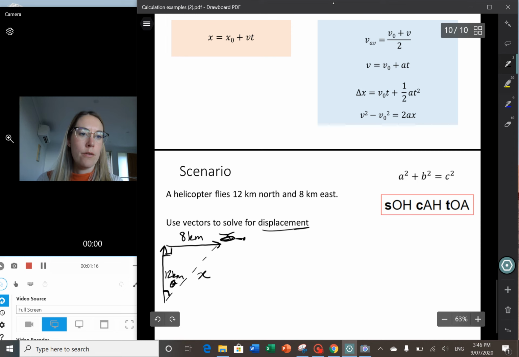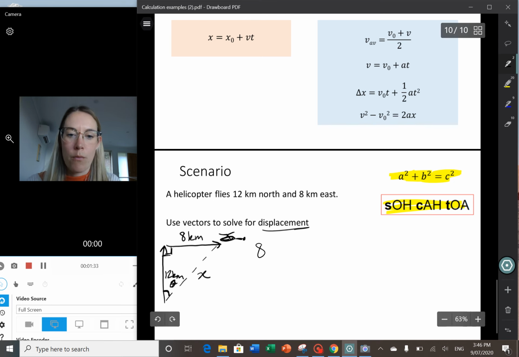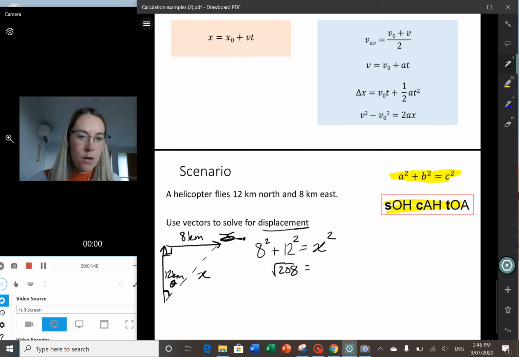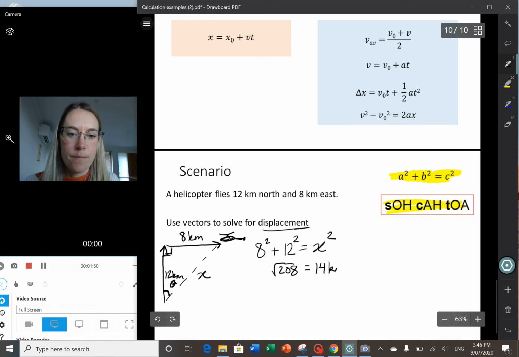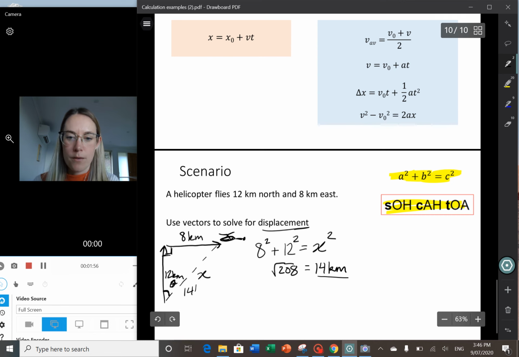So I'm going to use Pythagoras' theorem here to solve for x, and then I will use the trig ratios to find the direction. So pretty simply, I'm trying to find the length of the hypotenuse, which is c squared. So I want 8 squared plus 12 squared is going to give me x squared. So I want the square root of 208, which is going to be 14 kilometers. That is the magnitude. This is 14 kilometers.